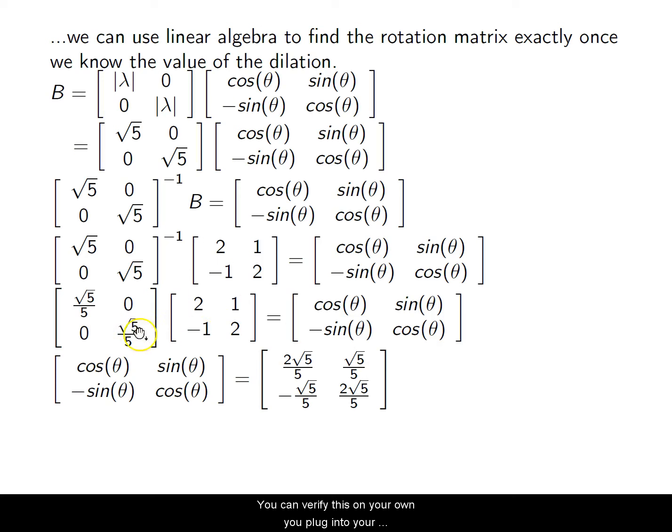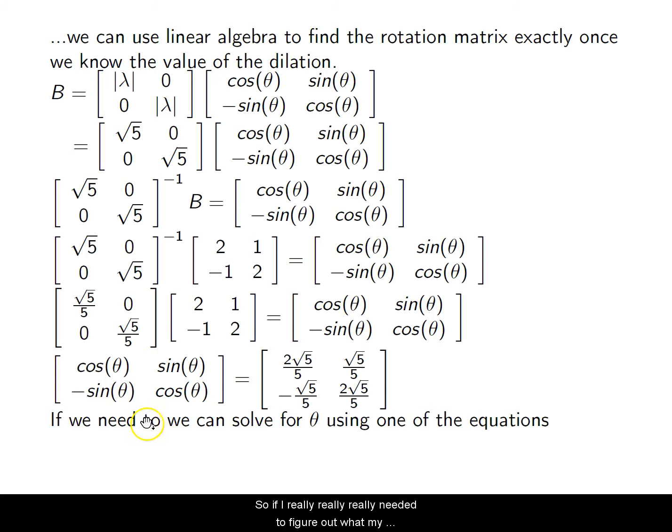You can verify this on your own. You can plug into your calculator and get your values out if you need to, but that's fine, right? So if I really needed to figure out what my argument is, I would just set one of these two things equal to each other. Cosine theta equals this thing, maybe, and do cosine inverse. If you notice, it's the exact same thing that we would have had before. Or I can use the sine, right? So I can set this up and solve for theta by using cosine inverse of this value.